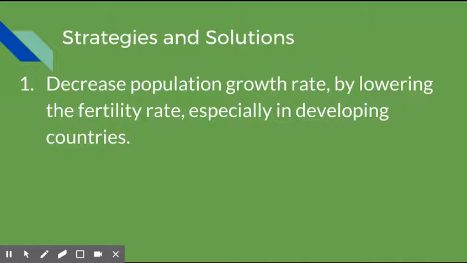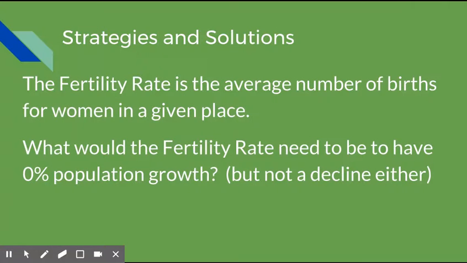So, what are some strategies and solutions? Number one, obviously, try to decrease the population growth rate by lowering the fertility rate, especially in developing countries. First of all, what's the fertility rate? The fertility rate is the average number of births for a woman in a given place.